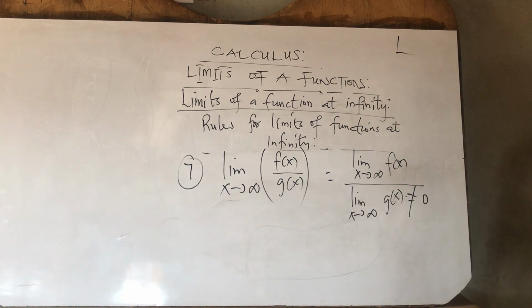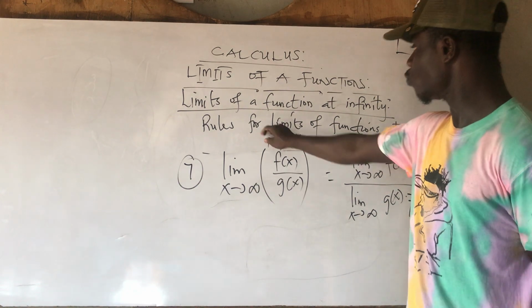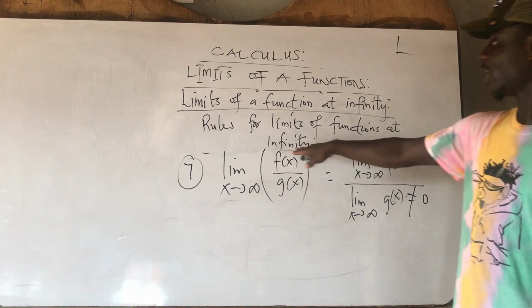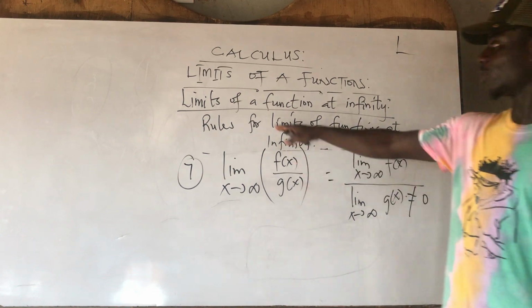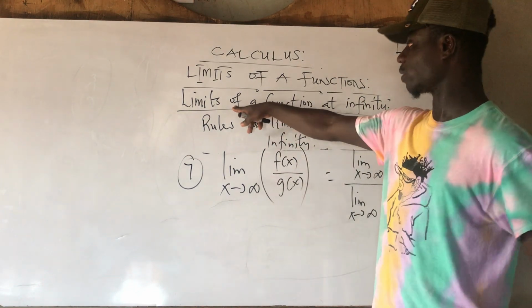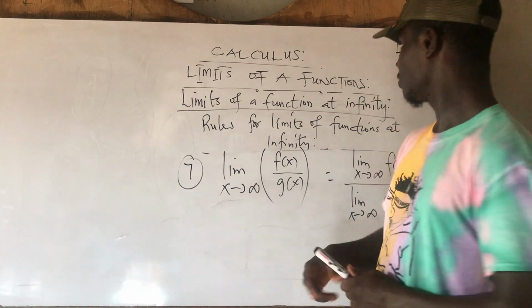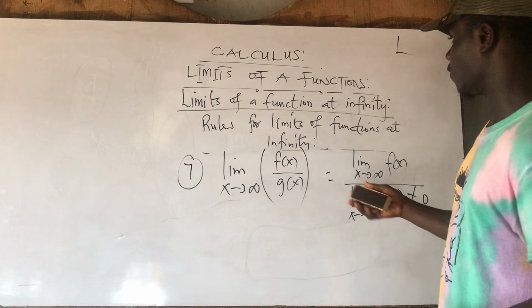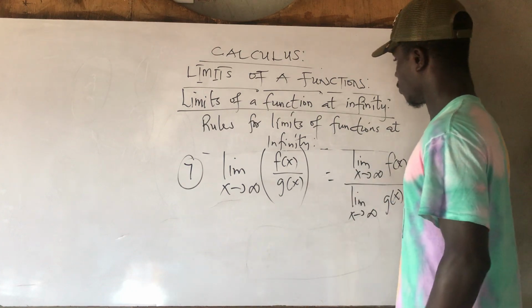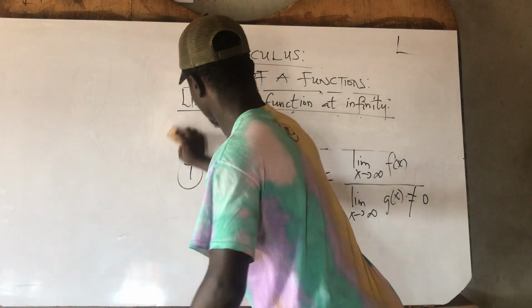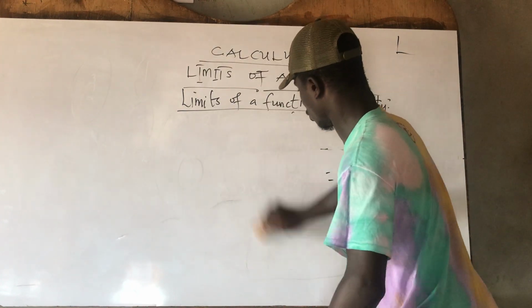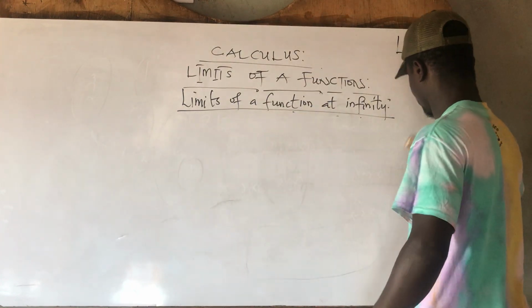So that's that. Now we can start with examples for rules for limits of functions at what? Infinity. So now we can start with questions or examples, limit of a function at infinity, so that we'll know how to solve them properly. So let's start. Let's set the ball rolling. Very, very simple.